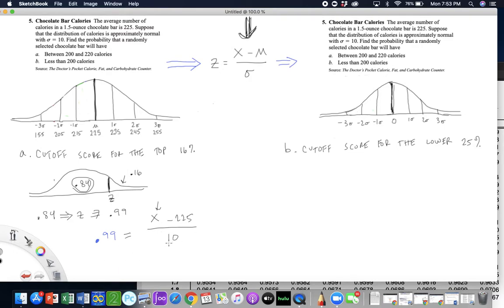So what I'm going to do is just work backwards. I'm going to use a little bit of algebra skill. I'm going to take both sides times 10. Again, I'm trying to solve for x. So we get 9.9 equals x minus 225. And if I add both sides plus 225, I get x equals 234.9. Okay, so let me write that out so you can see that. Plus 225, and so I get 234.9.